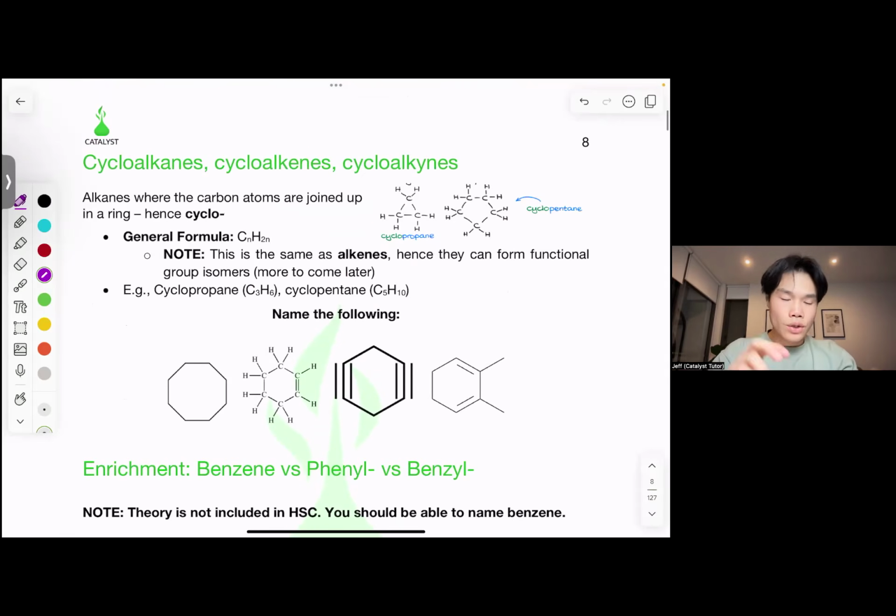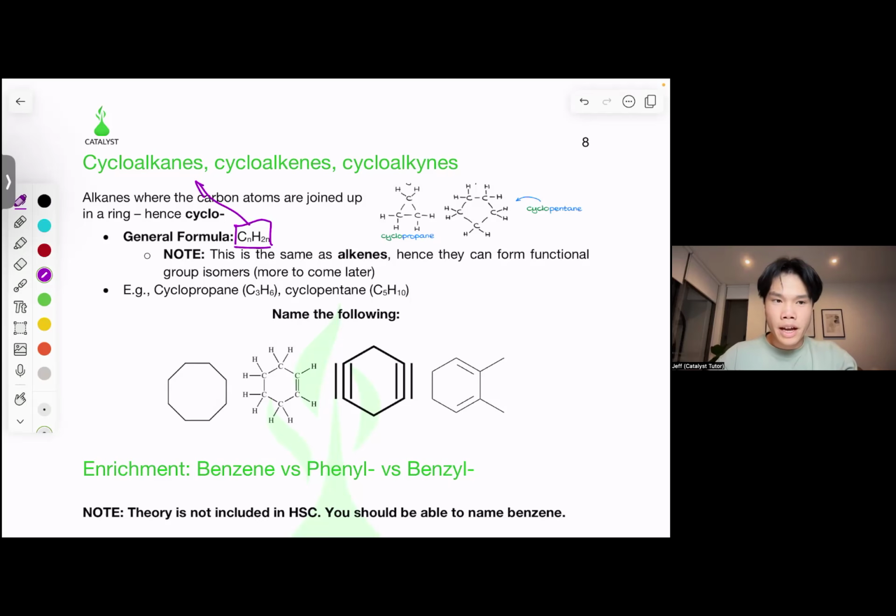Cycloalkanes, enes, and ines. So sometimes you can have what we call cyclic structures, where the carbon chain forms a ring, and the chain essentially attaches at the 2 ends together to make a ring structure. The general formula for CnH2n is that of a cycloalkane.